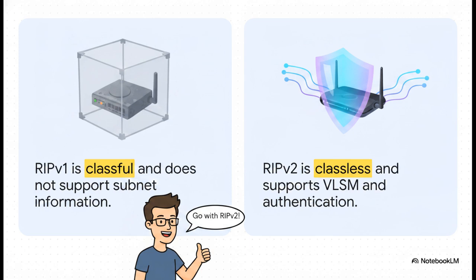It just assumes standard network sizes. But RIP version 2, that is our modern standard. It is classless. That means it supports variable length subnet masks, or VLSM, and super crucially, it supports route authentication. Today, you are almost exclusively going to see RIP v2 out in the wild because it brings that much-needed flexibility and security to the table.